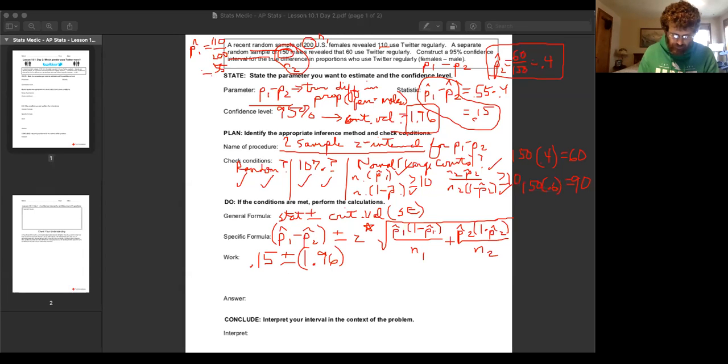And now I get to plug these numbers in. This is going to be, let's see, p hat sub 1 is 0.55 times 0.45. I'm just doing that math in my head real quick. Divided by the sample size of 200, plus 0.4, which is p hat sub 2, times 0.6, which is the complement of it, divided by 150. And I want to calculate the margin of error first. So it's going to be 0.15 plus or minus some margin of error.